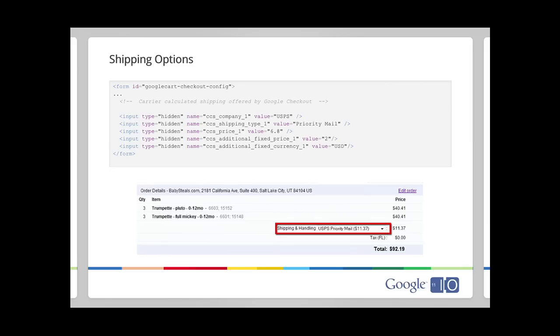To use the custom API instructions, what you need to do is place them inside a form tag with the ID googlecart-checkout.config. This form will be submitted along with the contents of the cart. The most common scenario for us is that we send the order information to Google along with the request to calculate the shipping based on the weight, like this example.